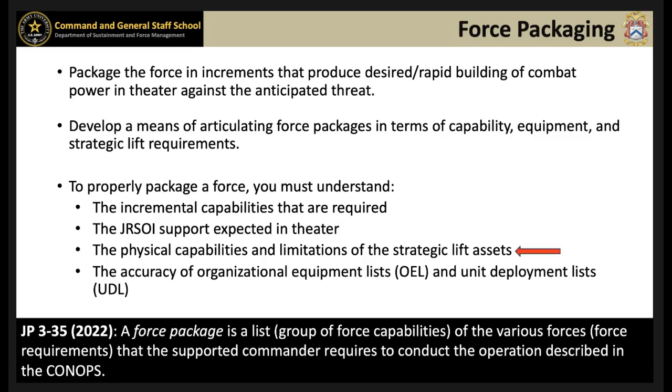Strategic lift assets. Consideration of the physical capabilities and limitations of available strategic lift assets is critical. This includes the cargo hold dimensions of aircraft, weight capacity of ships, and any handling equipment limitations. Equipment list accuracy. Organizational equipment lists, OELs, and unit deployment lists, UDLs, must be meticulously accurate to ensure that all unit equipment has been accounted for and that the packaging aligns with transportation plans.